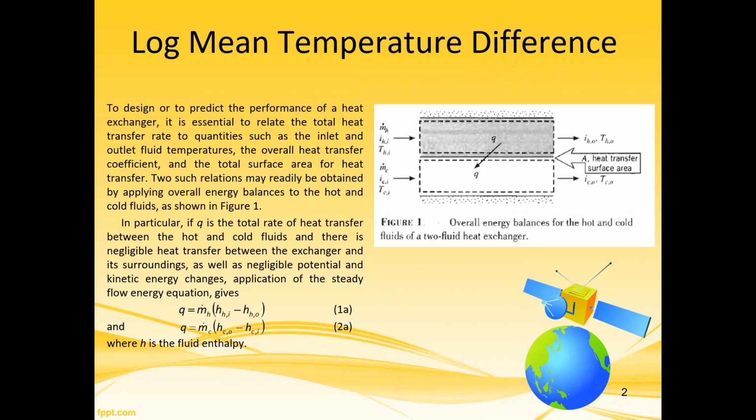So to design and predict the performance of a heat exchanger, it is essential to relate the total heat transfer rate to quantities such as the inlet and outlet fluid temperatures, the overall heat transfer coefficient, and the total surface area for heat transfer. Two such relations may readily be obtained by applying overall energy balance to the hot and cold fluid as shown in figure 1. Consider this is the heat exchanger.